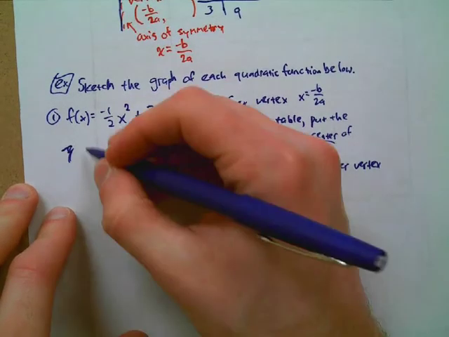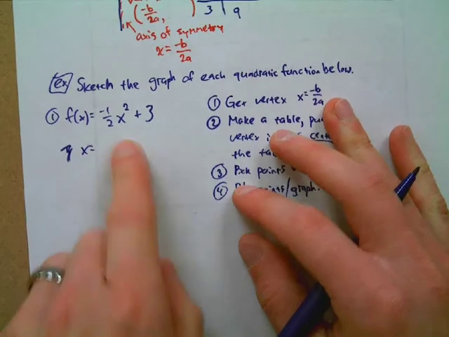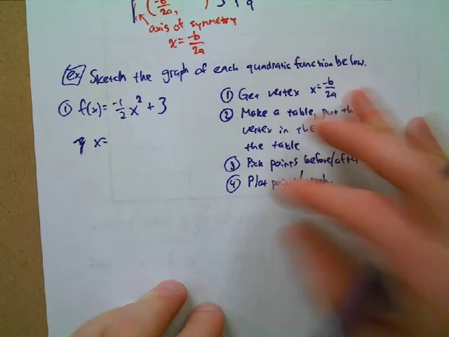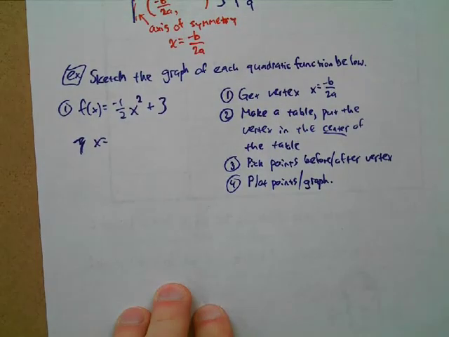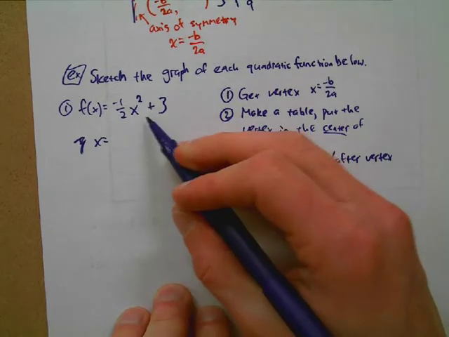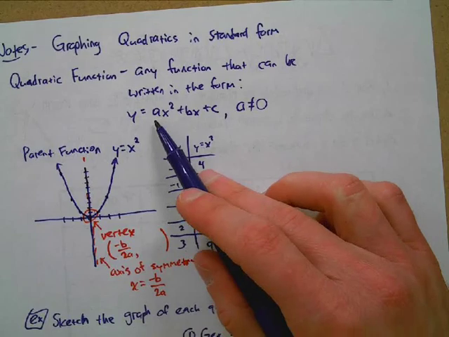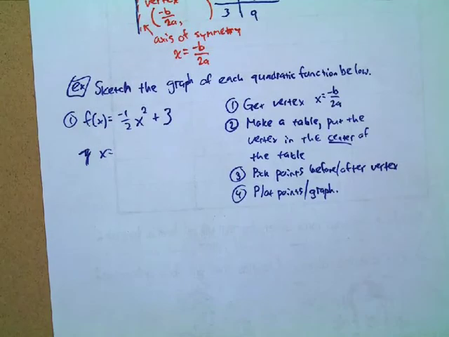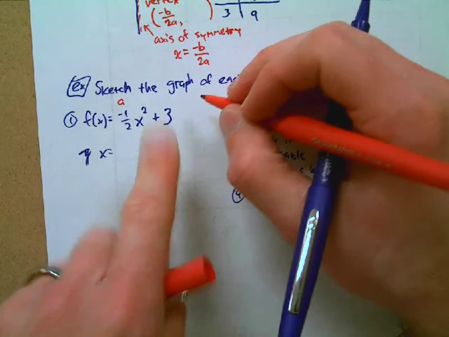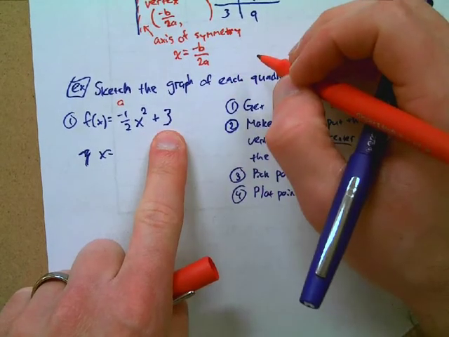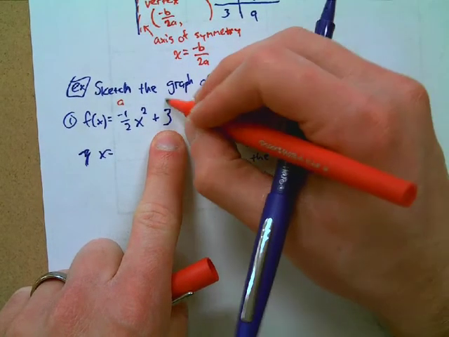Okay, x equals. So what is our b in this function here? There is no b. Exactly right. There's no x term here. If you go back up to standard form, it's ax squared plus bx plus c. Negative 1/2 is our a value. 3 is our c. There is no b value.